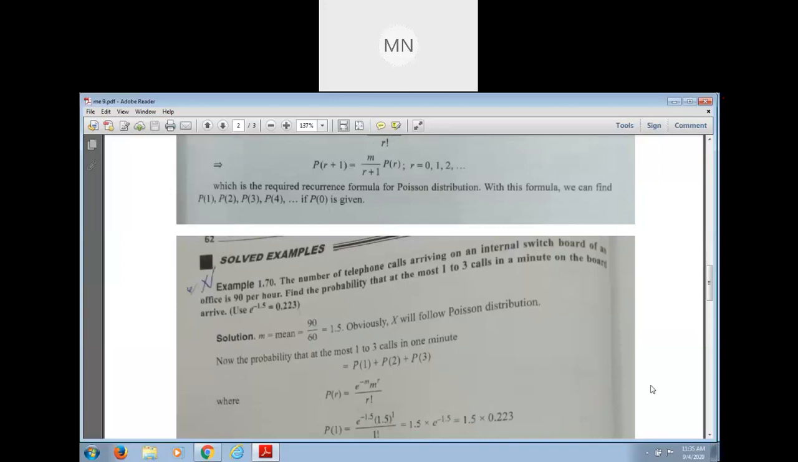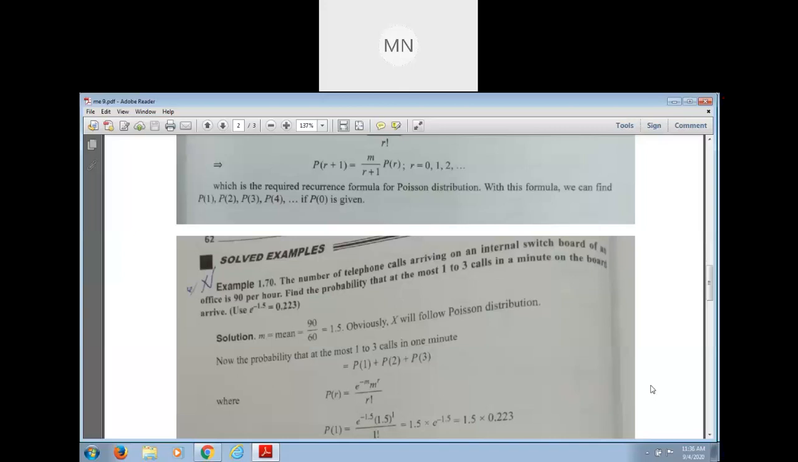Here we see that the problem says the number of telephone calls arriving on an internet switchboard of an office is 90 per hour. That means the mean is 90 divided by 60, which is 1.5. That is very small. Therefore, we say that X follows a Poisson distribution.